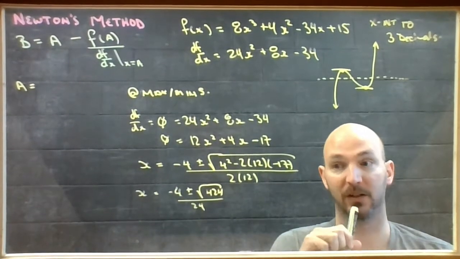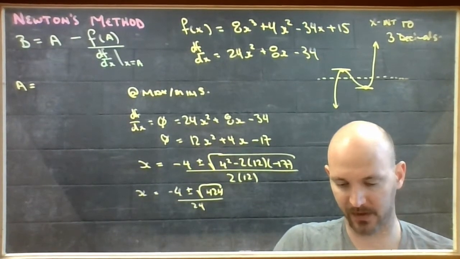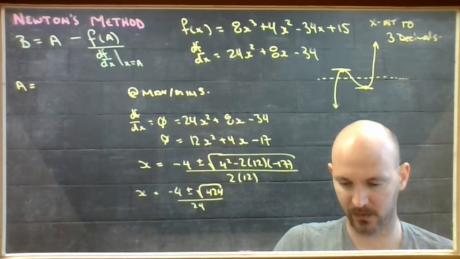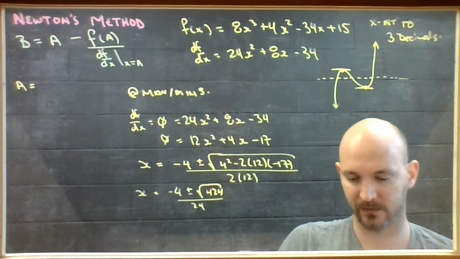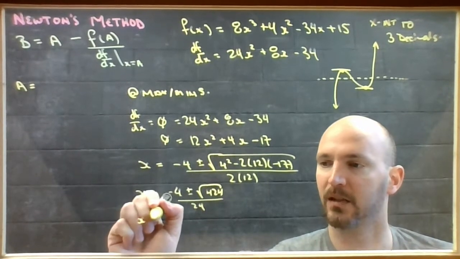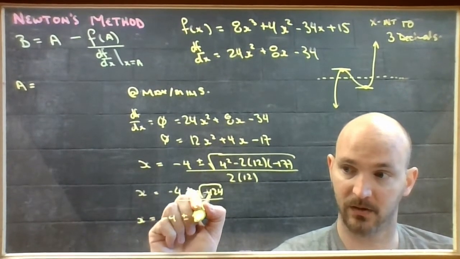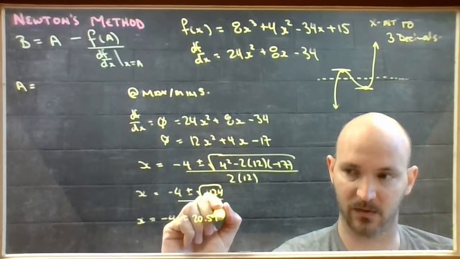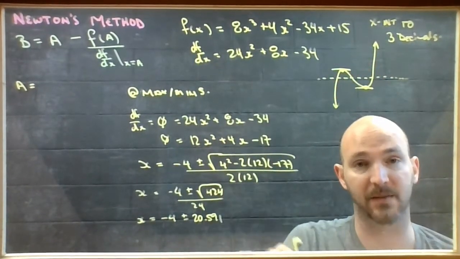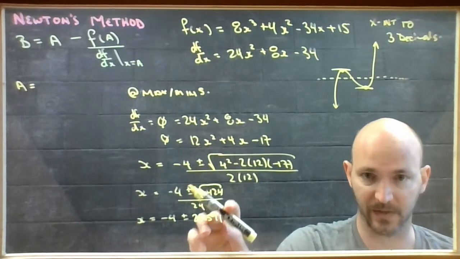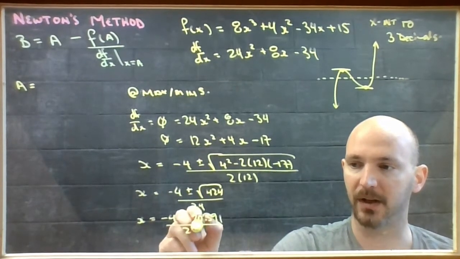Now you can cross your fingers that that's a perfect square, but I have low expectations. It is not. So we have -4 plus or minus 20.591. We've already decided that 3 decimals is the level of accuracy we're going to, so that's what I'm going to keep. Divided by 24.